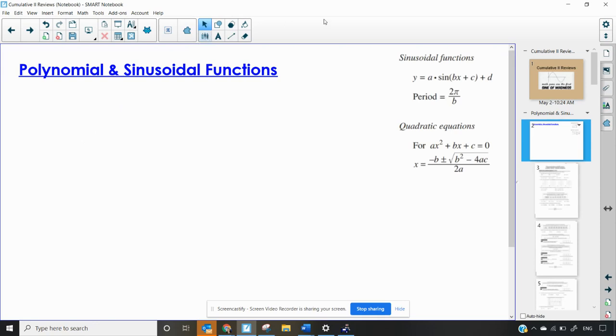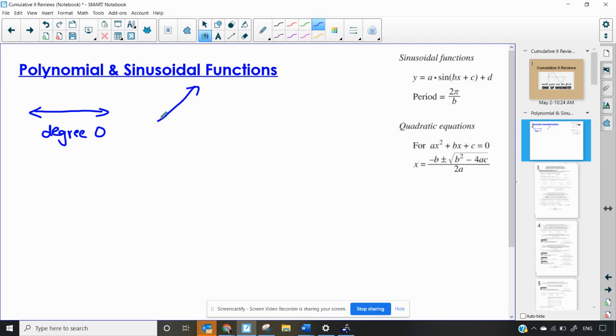So if we take a look at the different types of functions, we have a constant function, which has a degree of 0, so it's going to be horizontal. We have linear functions. Linear functions are diagonal lines, and they have a degree of 1. And then we have quadratic functions. Quadratic functions I call our smiles and frowns, so they open up or they open down. These will have a degree of 2. And when we're talking about degree, we're talking about the value of the exponent for the variable.